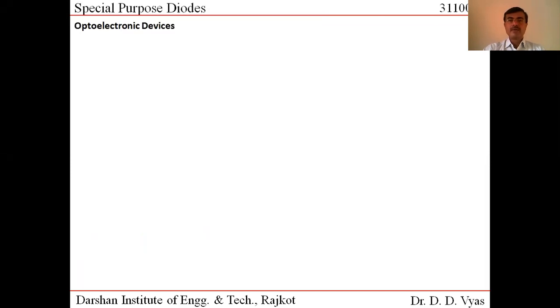Let me introduce what we mean by optoelectronic devices. As the name indicates, optoelectronics basically refers to a technology that is a combination of optics and electronics. Optics in the general sense we understand as light, though the meaning can be a little wider than that, but in general we understand optics as light.